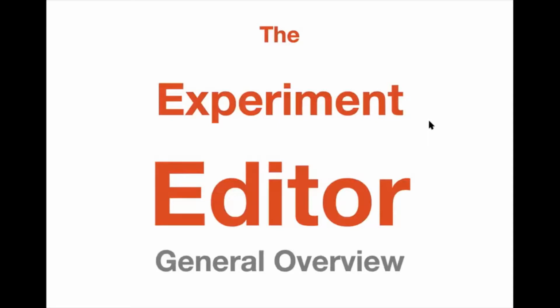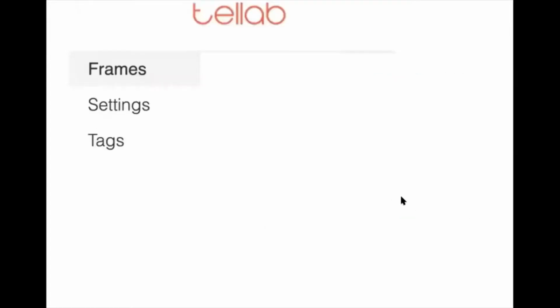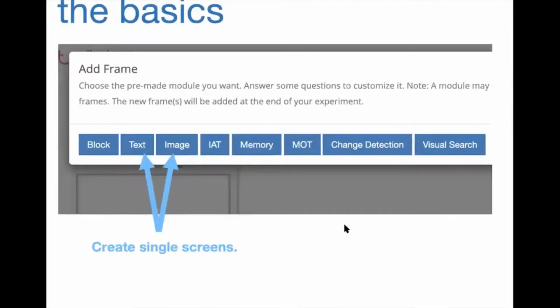So I'd like to give a little bit more general overview of the experiment editor and quickly describe what some of those other options are, what some of the other buttons that I just previewed are. So back here in TELLab, My Experiments page, you can click Edit Experiment. We're back here in the experiment editor. We've got frames, we want to add content. And so now, what do each of these different buttons do?